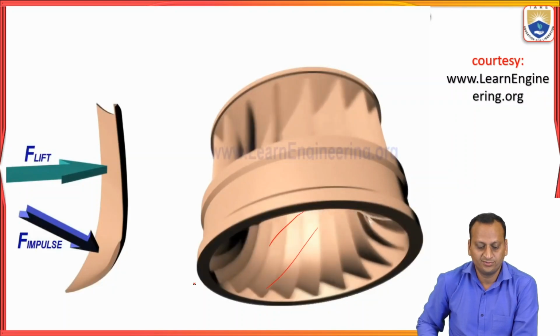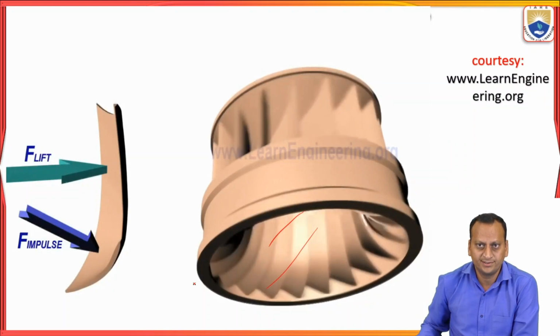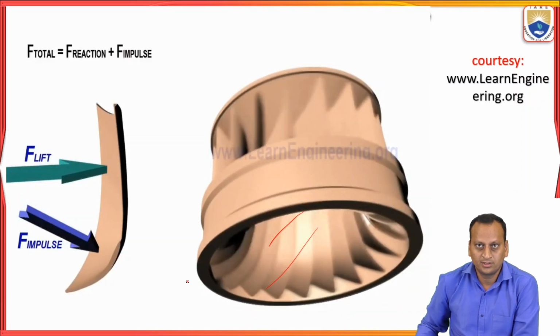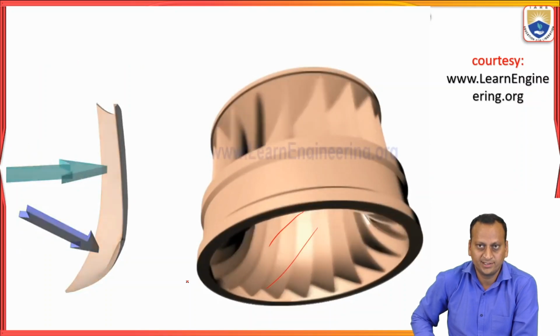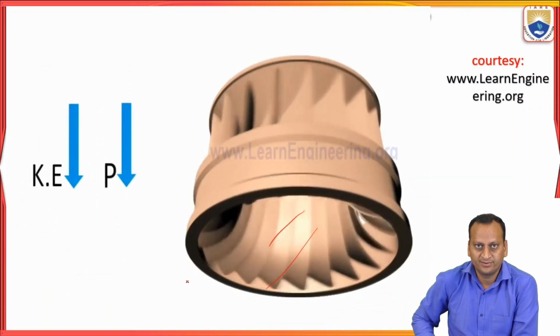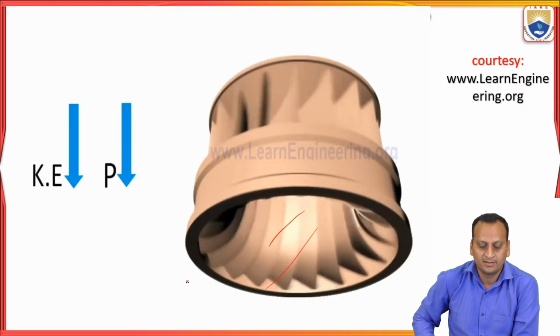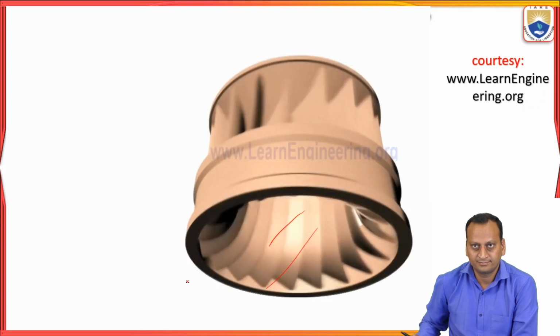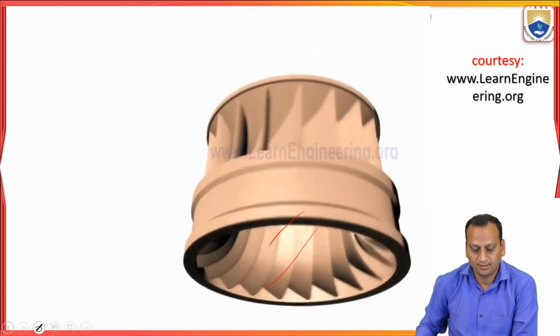There will be two kinds of forces. One is impulse force, another one is lift force. A portion of the force comes from impulse action. The total force is nothing but the reaction force plus impulse force. As such, two kinds of energies are available: one is kinetic energy, another one is pressure energy. They are also called mixed flow turbines.